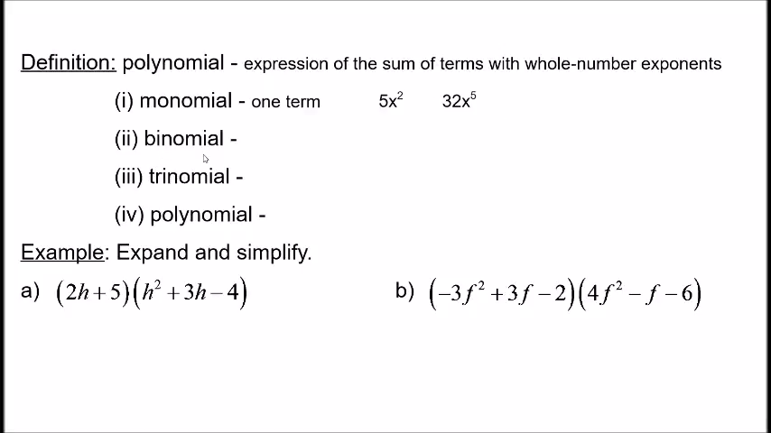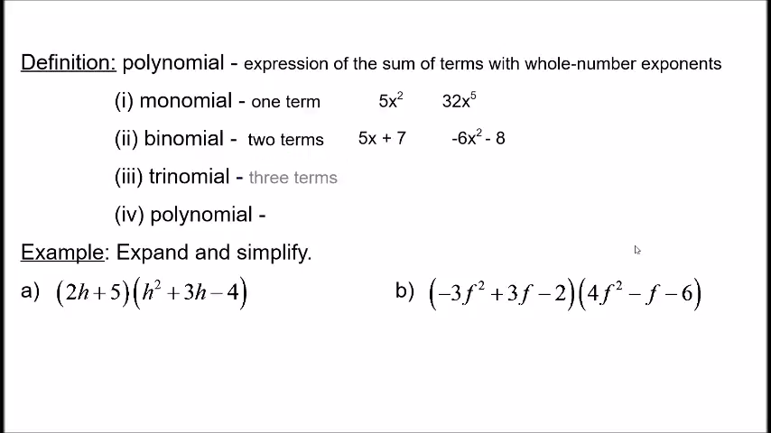These are not the only examples, they're just a couple that fit this form. The second one is binomial. Binomial has two terms. So think of bicycle, that would be anything that has two terms. So we have 5x plus 7 and negative 6x squared minus 8 as two examples of a binomial.